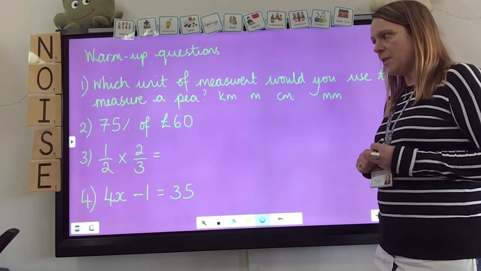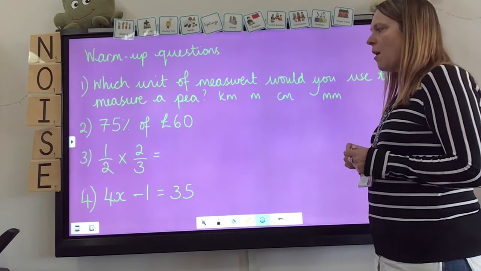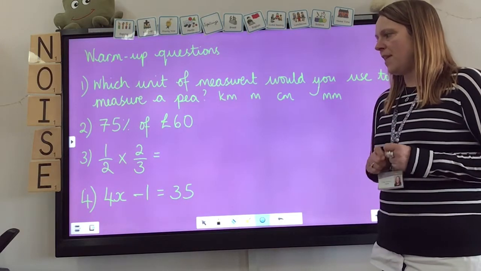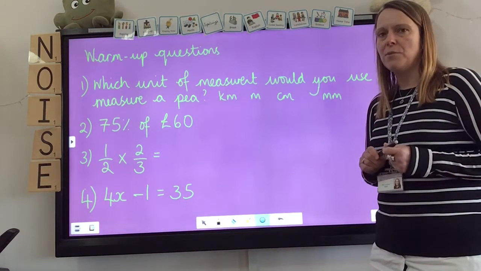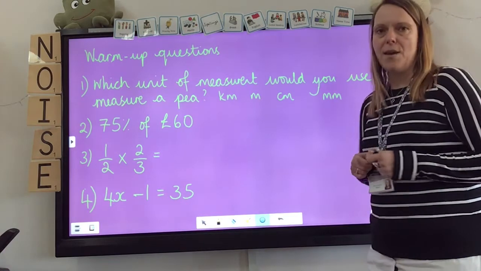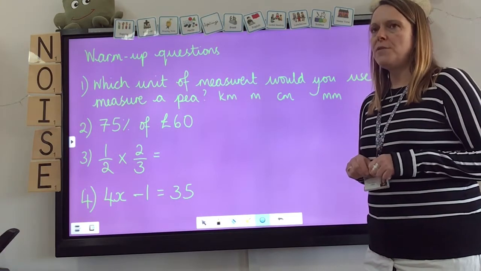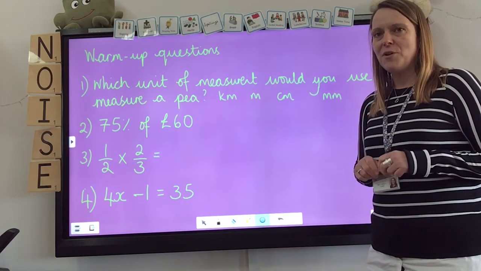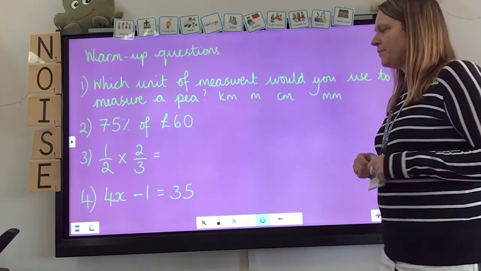What is 75% of £60? What is a half times 2/3? And then last one, 4x minus 1 equals 35. What does x equal? Okay, so pause the video, have a go at those and then restart when you're ready to go through the answers together.